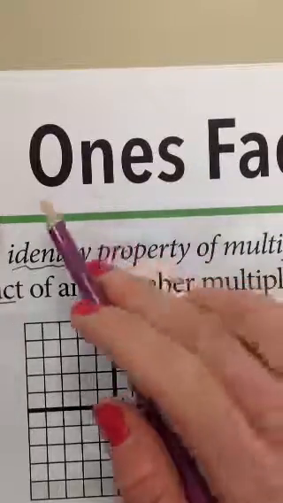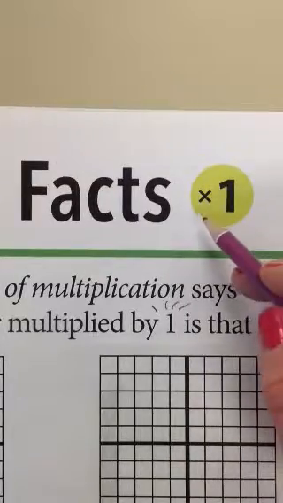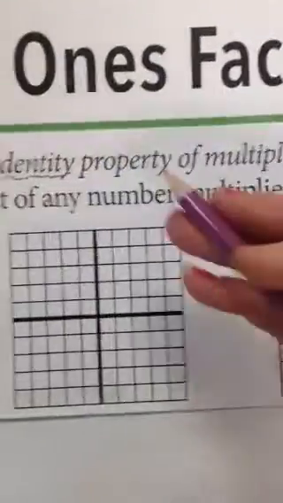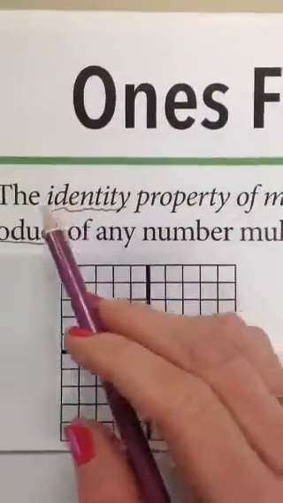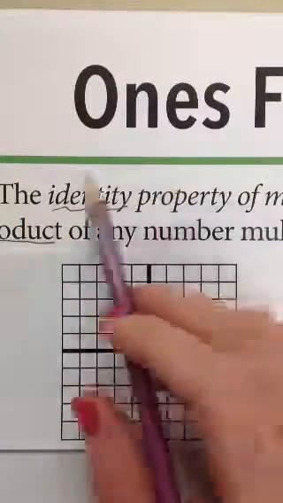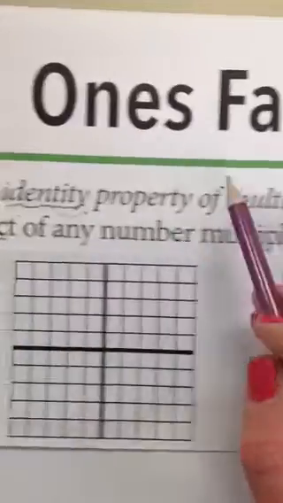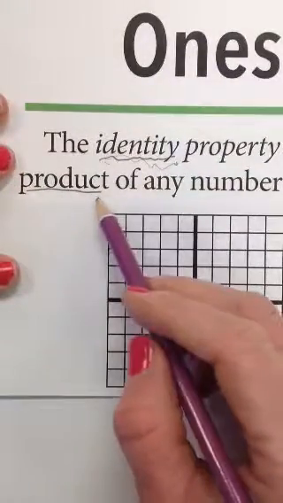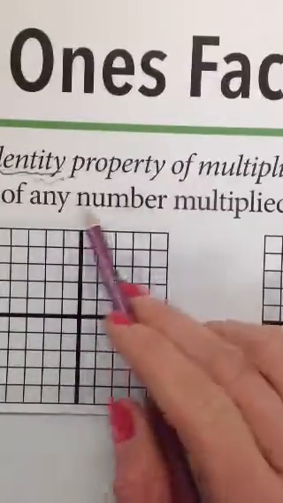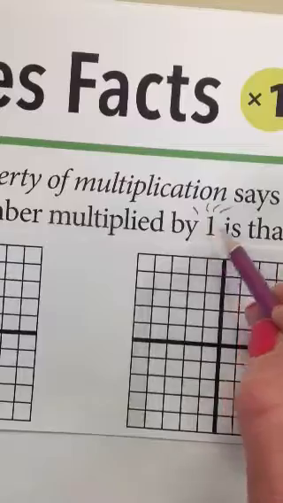All right, we are onward to the ones facts. So now we're seeing what happens when we have a factor of 1. Let's see what it's called. The ones facts, or the identity property. It's called the identity property, and maybe you'll figure out why, of multiplication, says that the product of any number out there, multiplied by 1, the factor of 1, is that number.